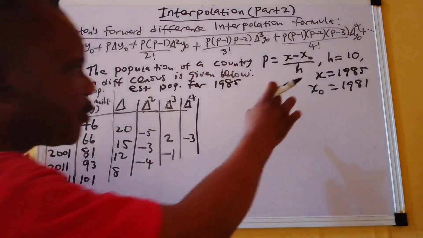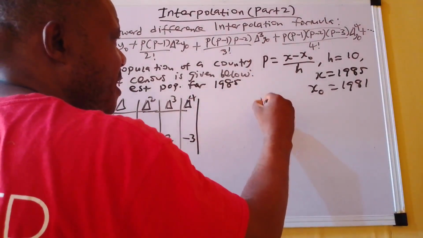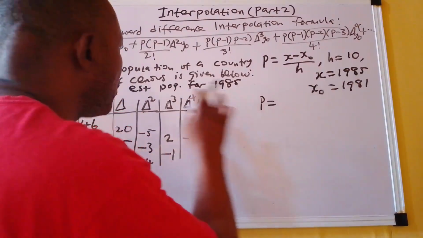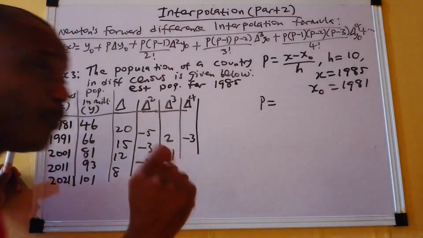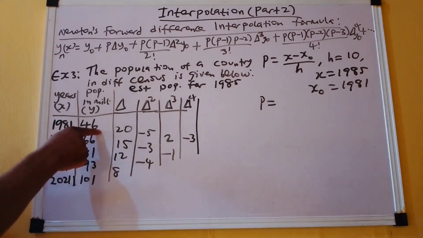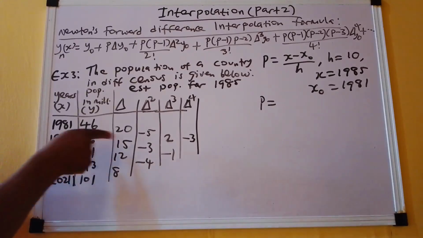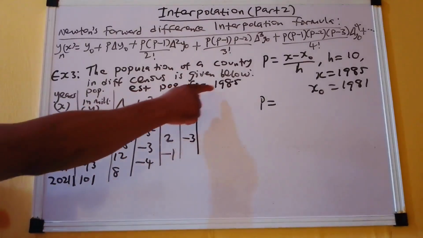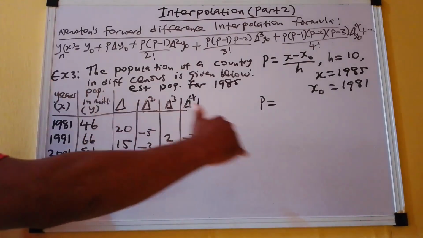So it will be good we come to this side. The first thing we need to do is to get our P from here. So our P will be equal to X. We have to estimate from this given table of census results for 5 years. We are now to estimate the population for year 1985. Look at it now. 1981 is 46 million. Remember, this was reduced in millions, so it is in millions. Then 1991 is 66 million. So you can see that 1985 is in between 1981 and 1991. So it is forward.